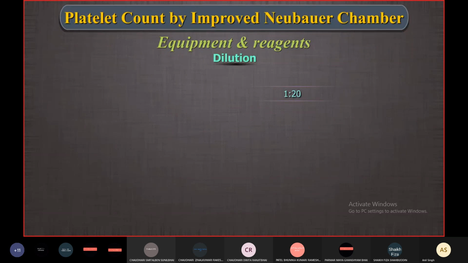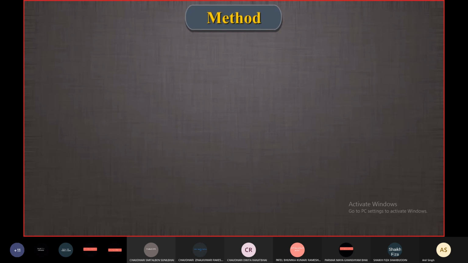For a 1:20 dilution, take 50 microliters of blood and mix with 950 microliters of diluent solution. This results in 1:20 dilution. Wait for 10 to 20 minutes before charging the hemocytometer. Method. 1. Prepare the sample dilution as discussed above. 2. Prepare the counting chamber.